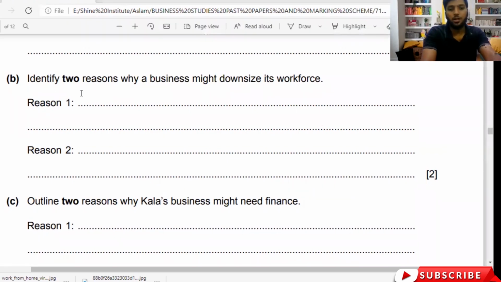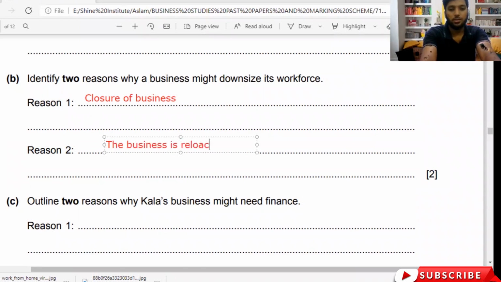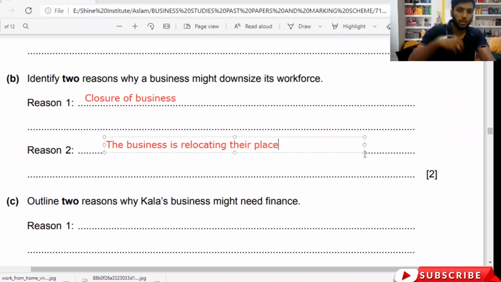It's very easy. Number one, we can say closure of business. If they are closing or shutting down the business, the employees might move from one place to another. Or you can say the business is relocating their place. If they're actually moving to a different area, or the company has decided to move to a different area, then of course they will downsize, they will limit the level of employees.